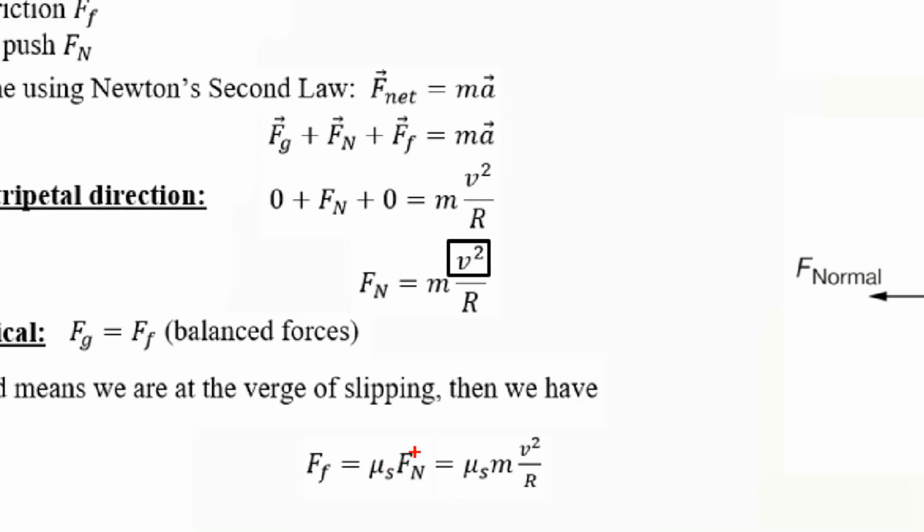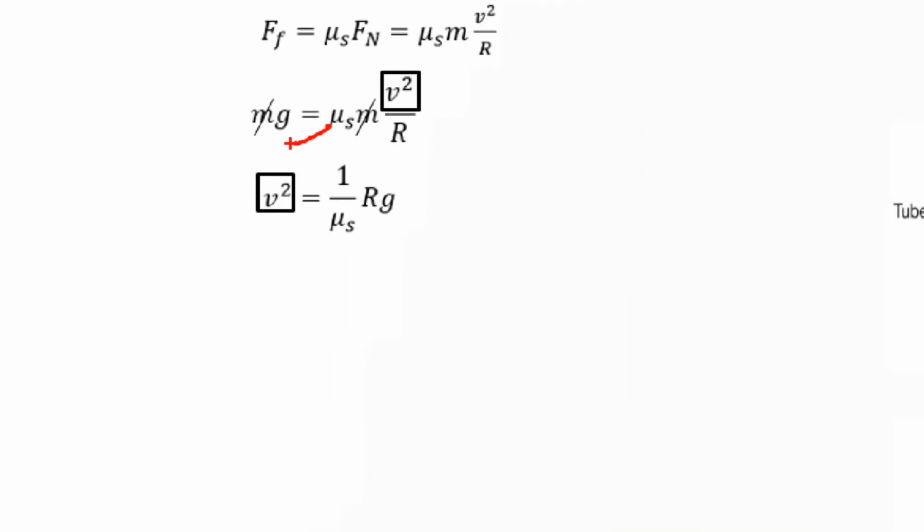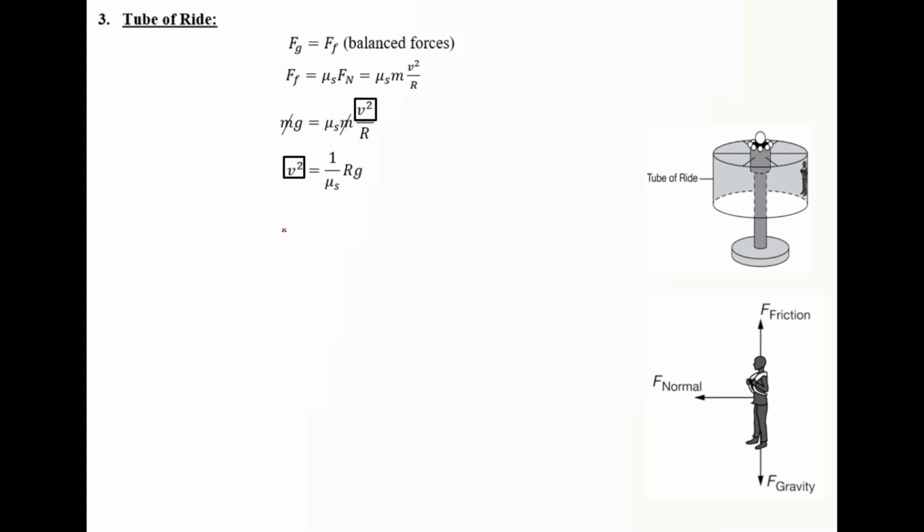because remember that we have determined the normal push to be mv square over r. Then now we have two equations, that the pull of gravity is Ff, and Ff is mu s mv square over r. And now we can equate them. We have that mg is mu s mv square over r. m with m cancel, then v square is given by, if we take this to the other side, 1 over mu s rg. Then v would be the square root of 1 over mu s multiplied by rg.